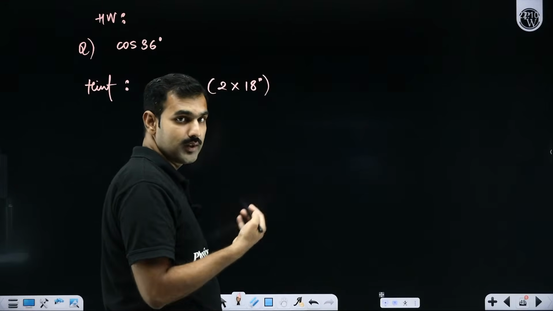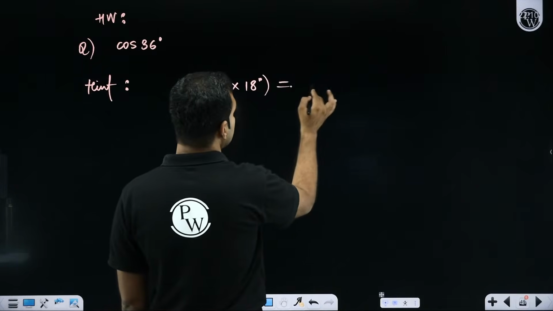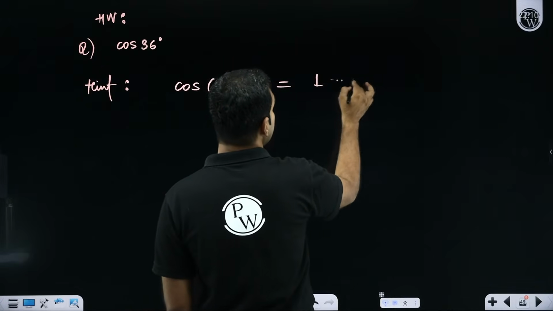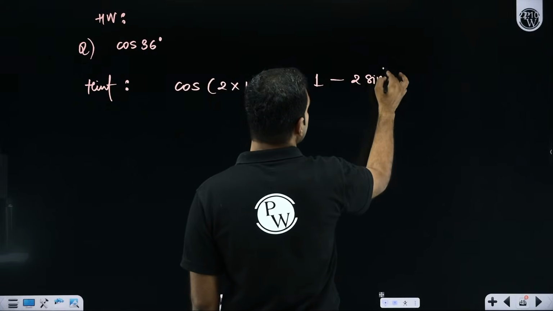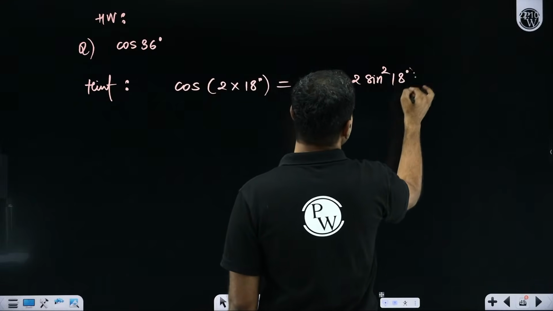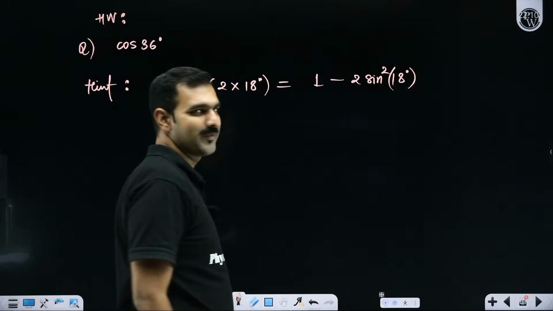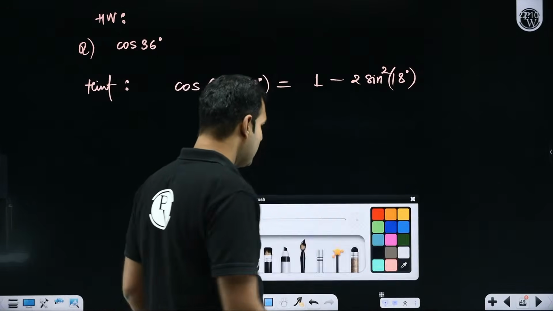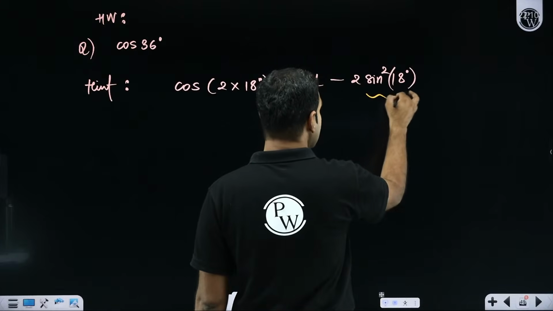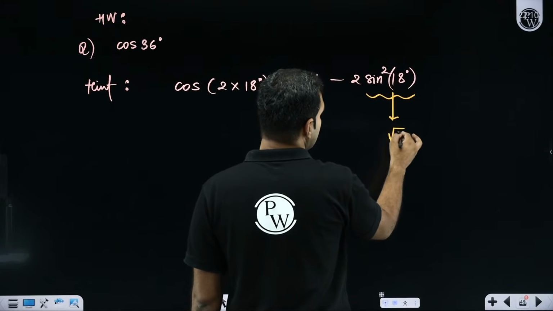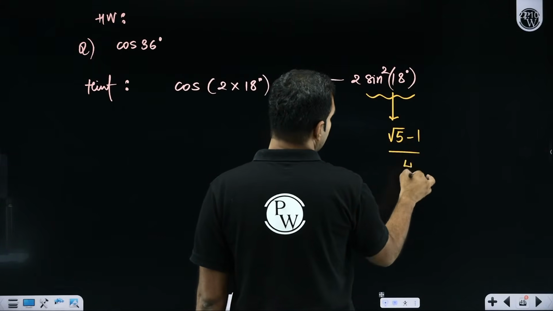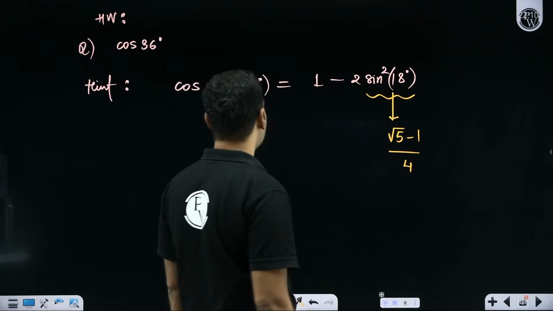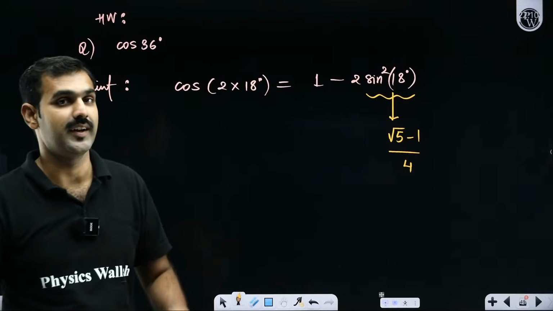Cos 2 theta. What is cos 2 theta? Sir, cos 2 theta is 2 cos square theta minus 1, or 1 minus 2 sine square theta. What is theta here? Theta is 18 degree. So I have given you the hint. Will you try it by yourself now? Sir, how can we really try by ourselves? By yourself, because sine 18 degree, you know, is already root 5 minus 1 by 4. You just need to square it, multiply it by 2, subtract it from 1. You will have cos 36 degree.